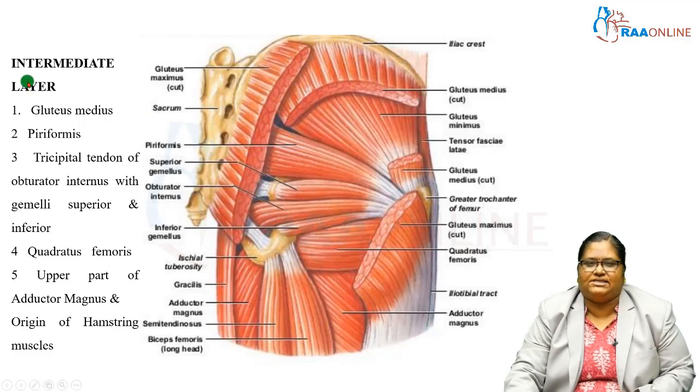So now once again I repeat what are the muscles that are present in the intermediate layer. We have the gluteus medius muscle, the piriformis muscle, the tricipital tendon of obturator internus with the superior and inferior gemelli.